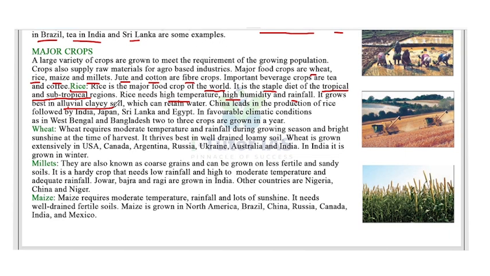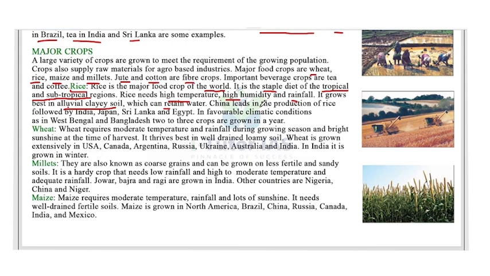So the soil type is alluvial clay soil, which is best for rice cultivation. And what is the characteristic of this soil? It can retain water.